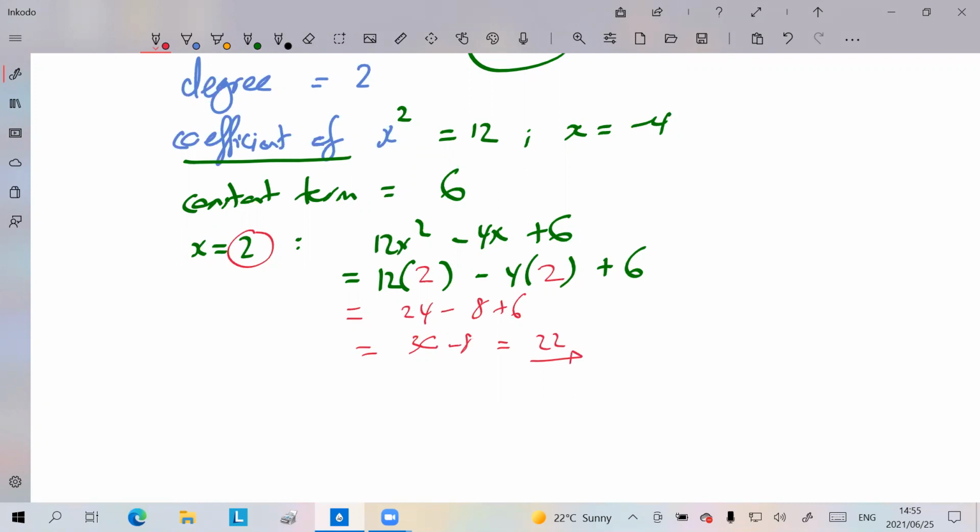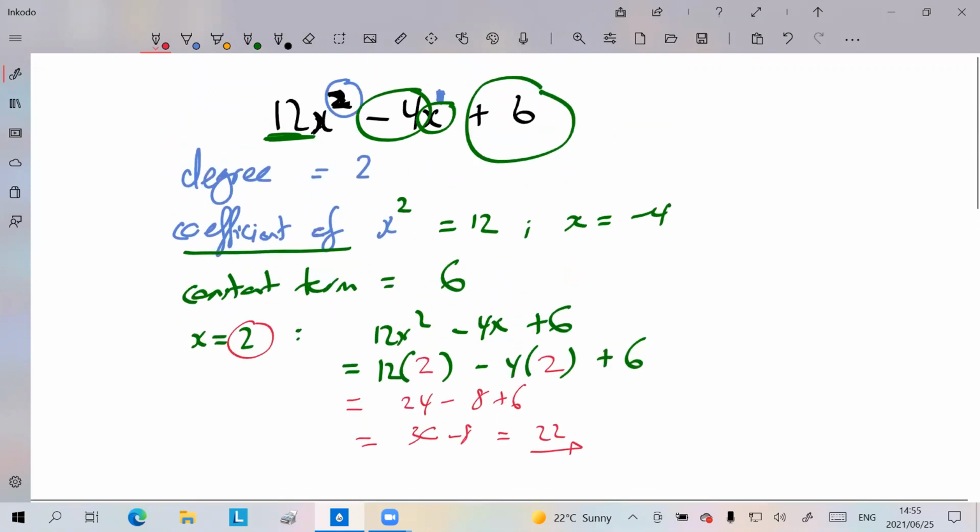That's what we mean by calculate the expression if x, or the variable, or the letter, equals something. It could be anything. They can make it 3, -1, doesn't matter. You just substitute, then use your calculator. Once you substitute and use a calculator, you'll get your answer. Thereafter, it's quite simple.